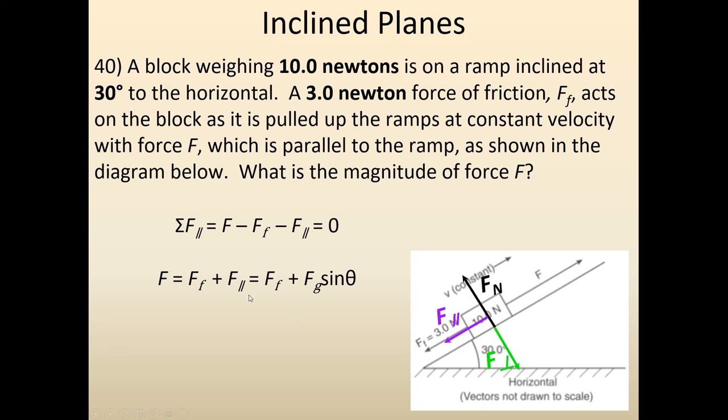So what I'm going to do is just set the force going up the ramp equal to the two forces going down. So it's going to be equal to FF plus Fg sine theta. Plug our numbers in, and we end up getting 8 newtons. Be careful with the numbers that they give you. They kind of flip-flop between giving kilograms and newtons. Just don't get caught accidentally getting in the habit of multiplying that number by 10.